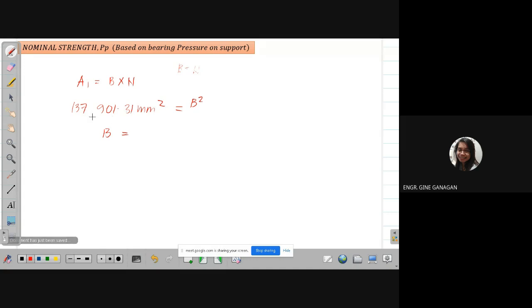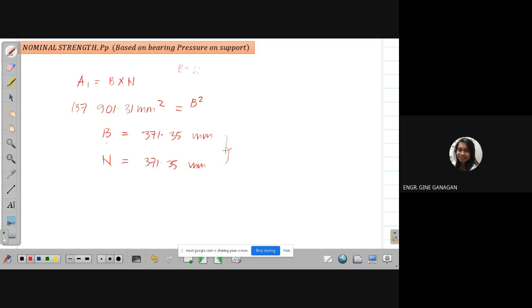That is the square root of this value that is equal to 371.35 in mm. So, kindly check. Correct, ma'am. Okay. So, ito yung base natin. Square tayo. So, yung N din natin is equal to this value. So, yan yung magiging dimension natin for our base plate.